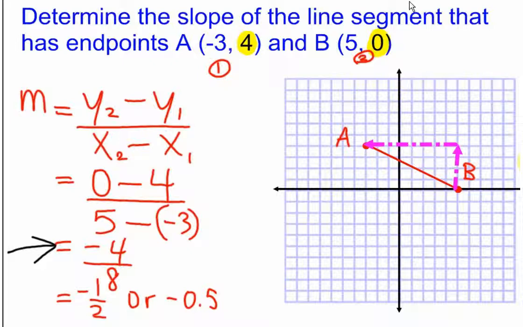If we know two ordered pairs that are on the line or line segment, we can use this formula, being careful with our substitution, being careful with our integers, and we will get the value for slope.